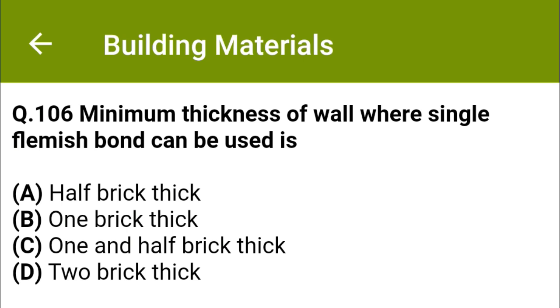Minimum thickness of wall where single Flemish bond can be used is: option A half brick thick, option B 1 brick thick, option C 1½ brick thick, option D 2 brick thick. The correct answer is option C, 1½ brick thick.